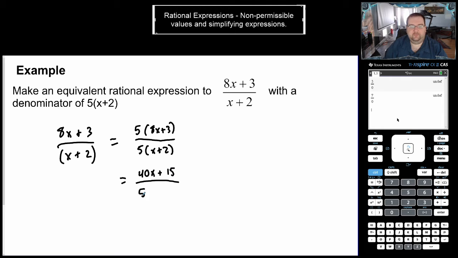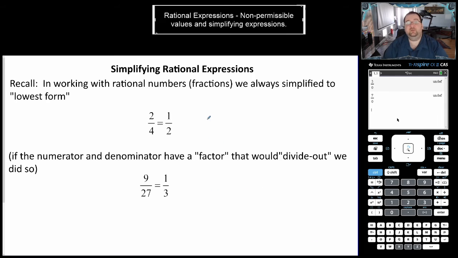And down here we have 5x plus 10. So we could say that (8x plus 3) over (x plus 2) is the same. It's equivalent to (40x plus 15) over (5x plus 10). They're equivalent fractions, equivalent expressions.